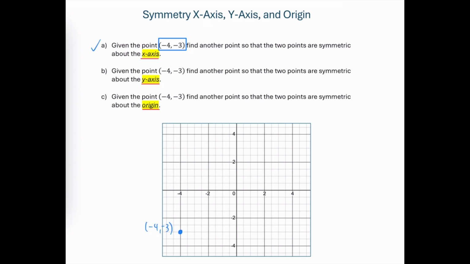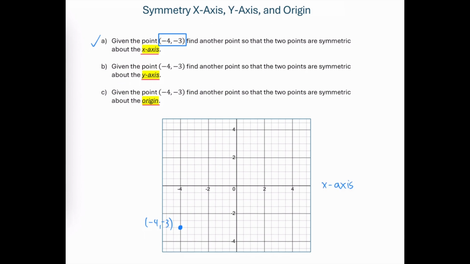And to be symmetric about the x-axis means that we're going to jump over the x-axis and land the same distance away from it, but on the other side. So the ordered pair (-4, +3) is symmetric to the ordered pair (-4, -3) over the x-axis. And so that would be our answer to part A.